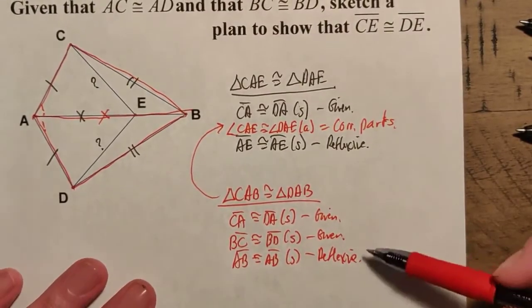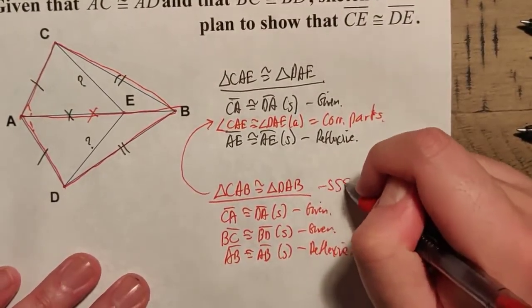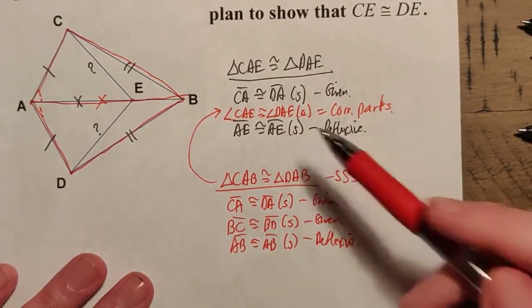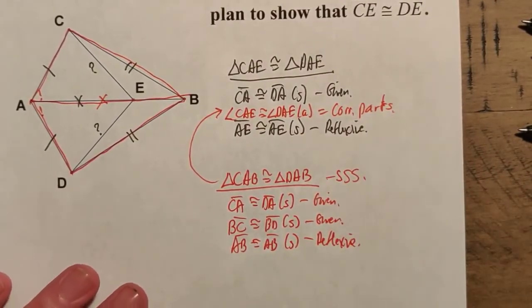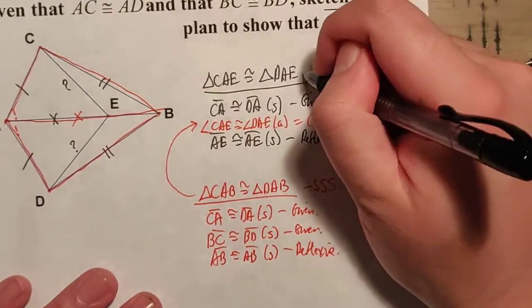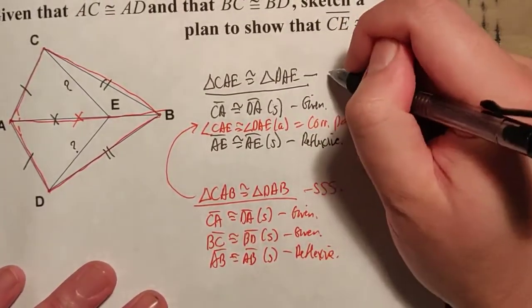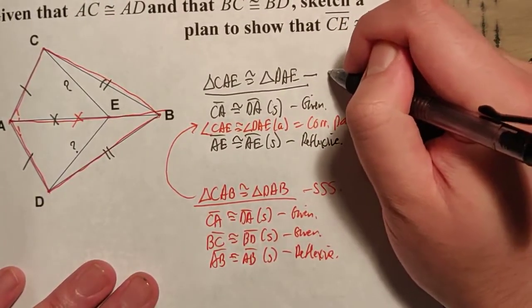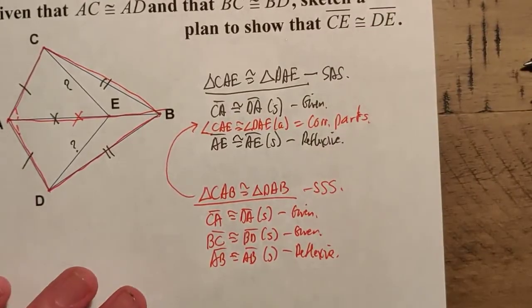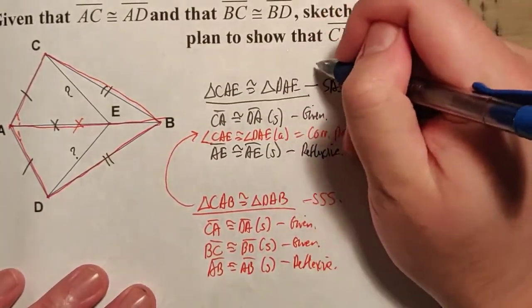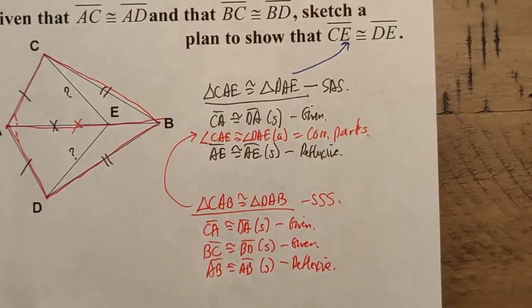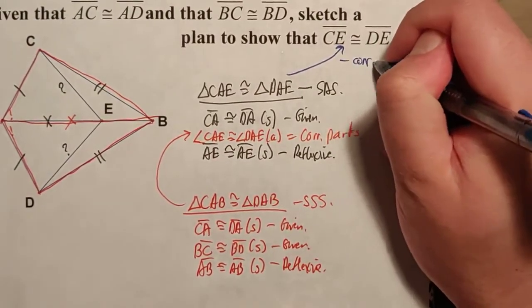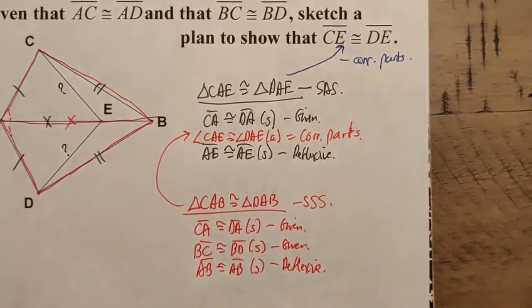And then now we can conclude that these two triangles are congruent by side, side, side, right? So we have side, side, side here. We can now insert that in there. So that tells us now we can actually finish this off. Now we have CAE is congruent to DAE here. This happens to be true by side angle side here. And then finally, now we can get to our final goal, that CE is congruent to DE here. These are corresponding parts. Okay?